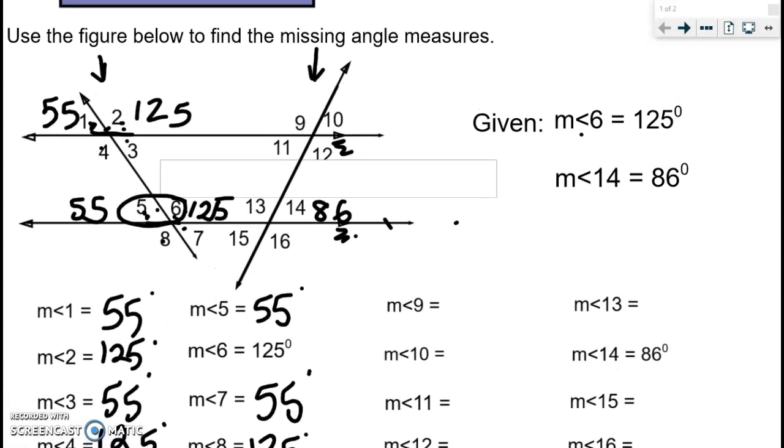Let's try this section over here. So we know that 14 is 86 degrees. So what is its linear pair? Its linear pair will be 94 degrees. We know that one right away.